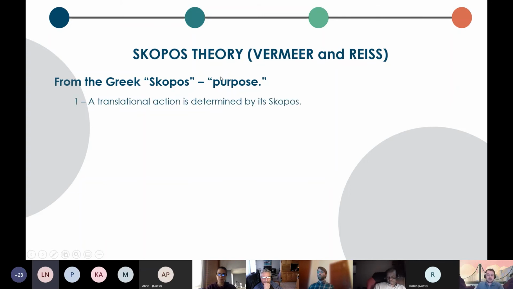The first rule of Scopus theory, and it's going to get really theoretical here, but I'll explain everything that's being said. The first rule of Scopus is that a translational action is determined by its scopus. So whenever we're translating anything, we are having the scopus, or the purpose, in mind. That is the umbrella over all of the rules that we're going to have.